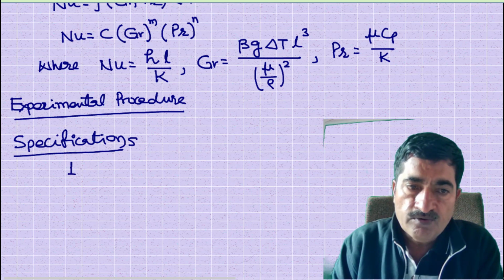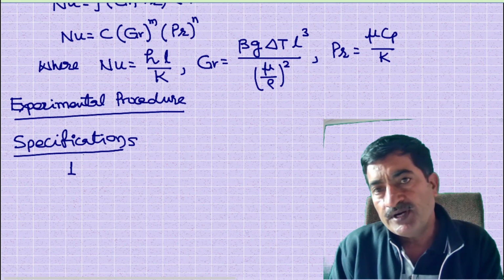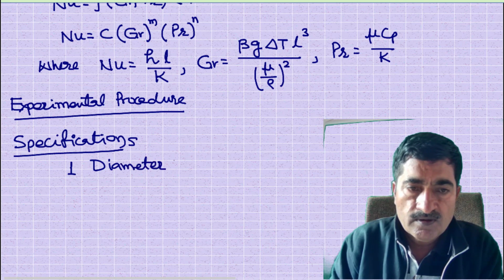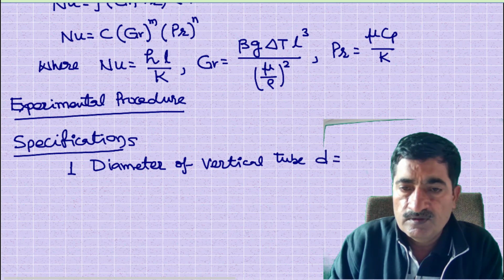Now write up the diameter of the vertical tube. It is given, the diameter of the vertical tube means D, in meter.